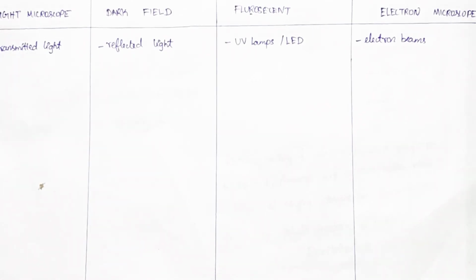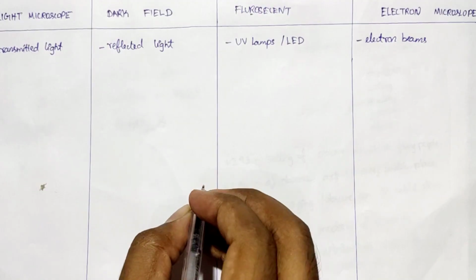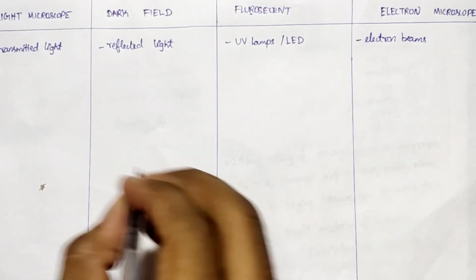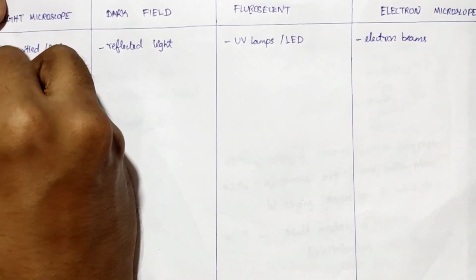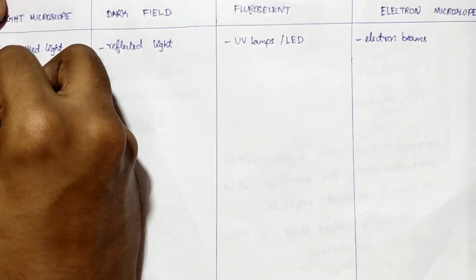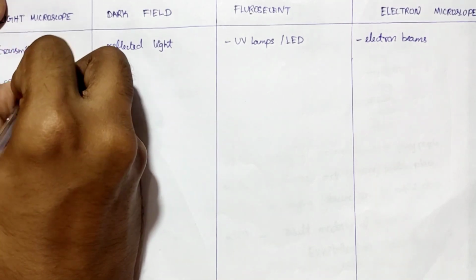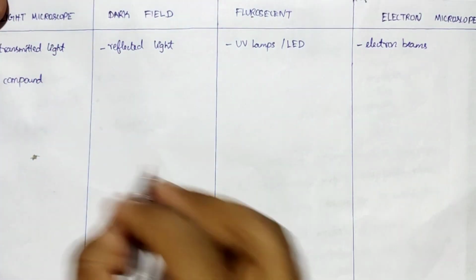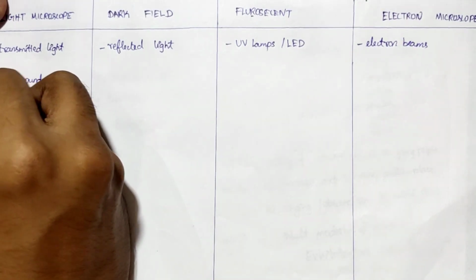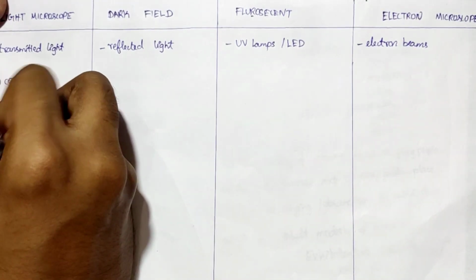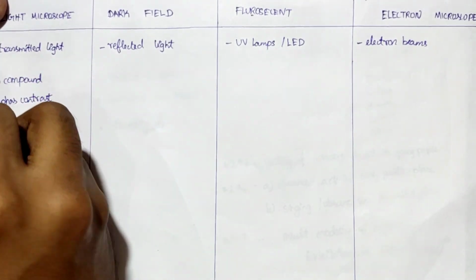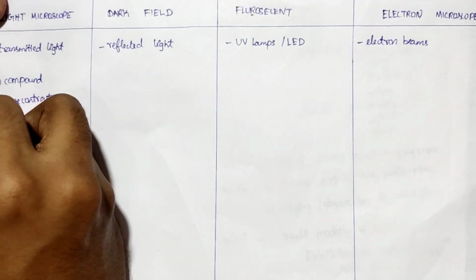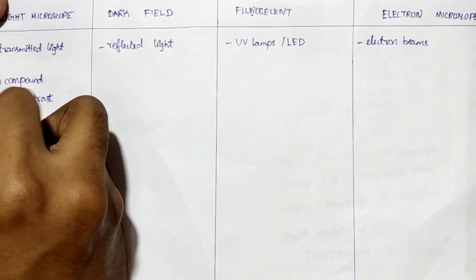And next we're going to see the types in each microscope. Yes, light microscopes are of 3 types. Okay, first, compound microscope, and the next, phase contrast microscope, and the next, inverted microscope.